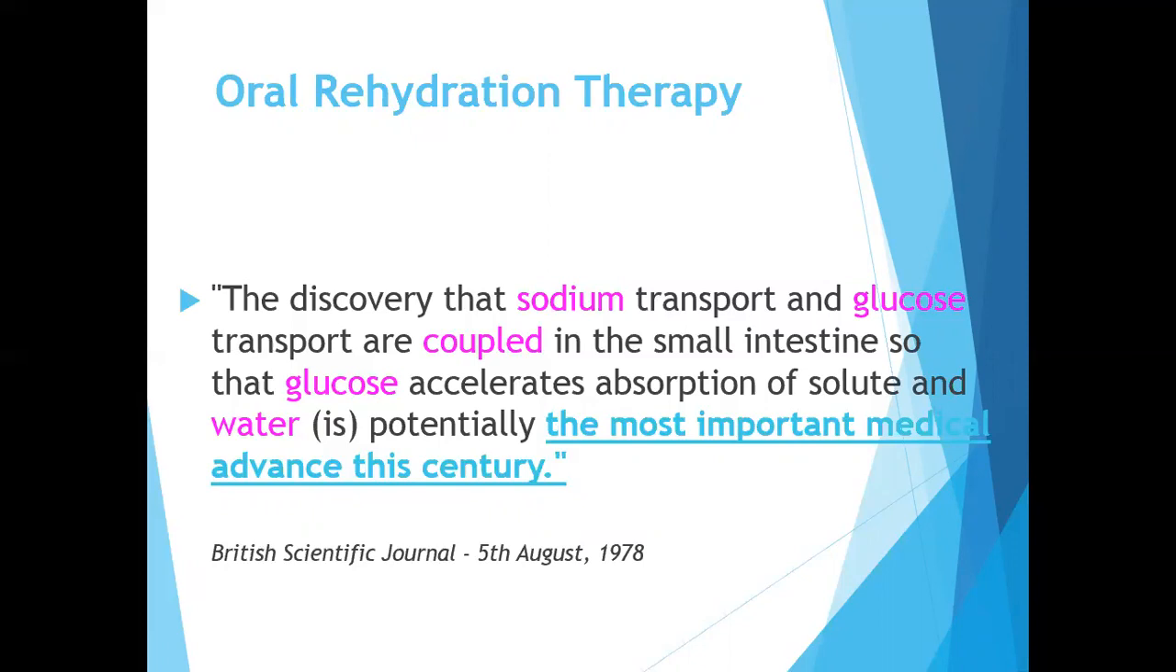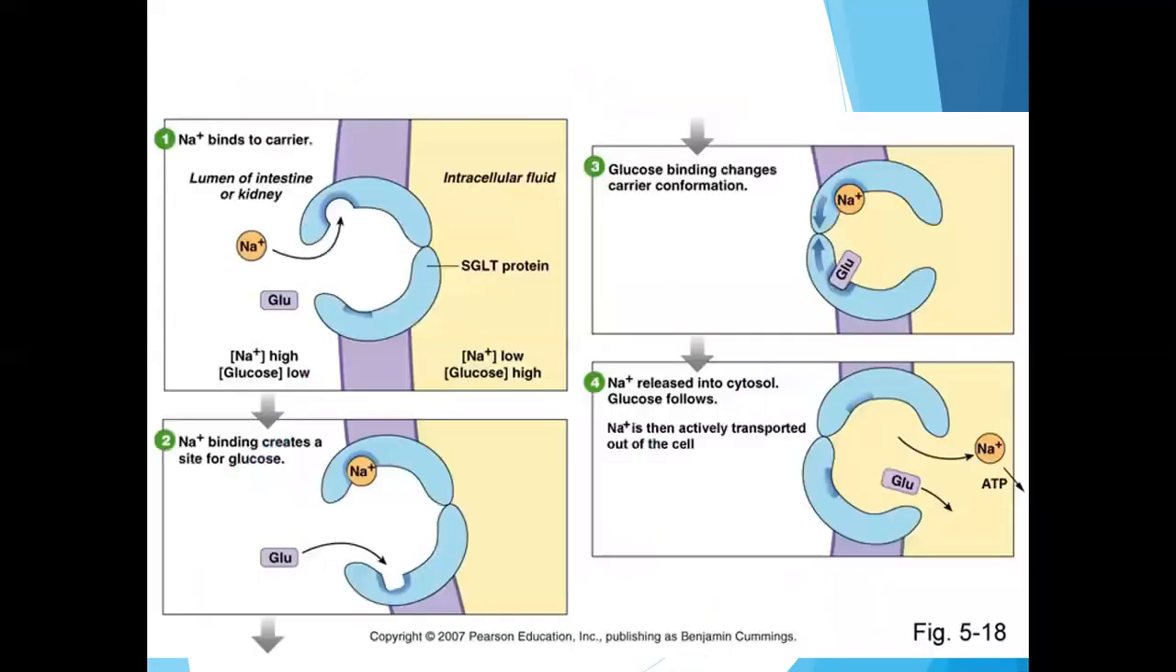All right, so this was discovered in 1978, right? That if a solution contains sodium and glucose, the sodium and glucose will be transported together, and this speeds up the transport of water. So let's look at how this is done. This is a wall of intestine, the membrane of the epithelial cell of the intestine, and this is a carrier protein which has two binding sites, one for sodium and one for glucose.